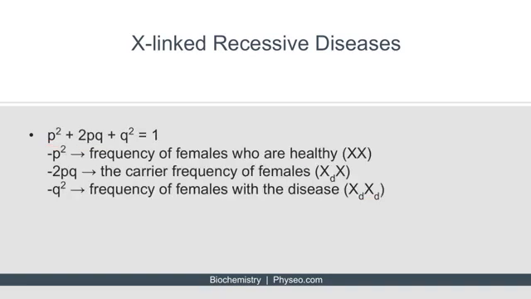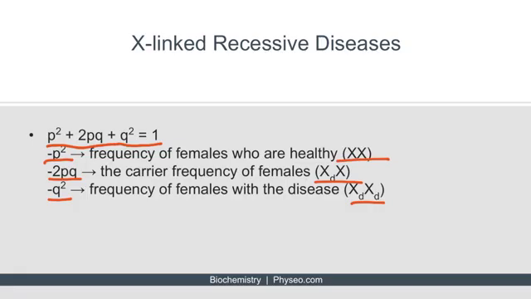The equation used to calculate genotype frequency, so P squared plus 2PQ plus Q squared equals 1, can be used when analyzing a disease in a female. In X-linked recessive diseases in females, P squared represents the frequency of females who are healthy, so XX. 2PQ represents the carrier frequency, so X subscript D X. Finally, Q squared represents the frequency of females with the disease, so X subscript D, X subscript D.